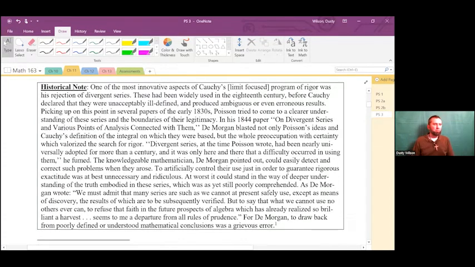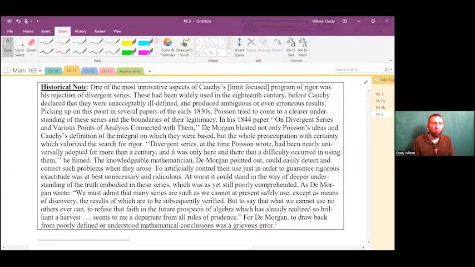Historical note. One of the most innovative aspects of Cauchy's limit-focused program of rigor was his rejection of divergent series. These had been widely used in the 18th century before Cauchy declared that they were unacceptably ill-defined and produced ambiguous or even erroneous results. Picking up on this point in several papers of the early 1830s, Poisson tried to come to a clear understanding of these series and the boundaries of their legitimacy.